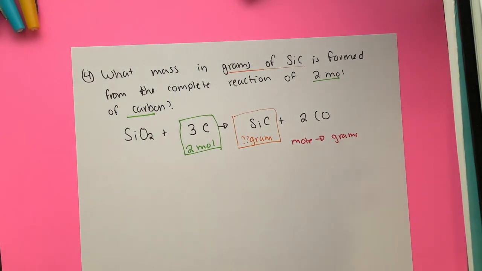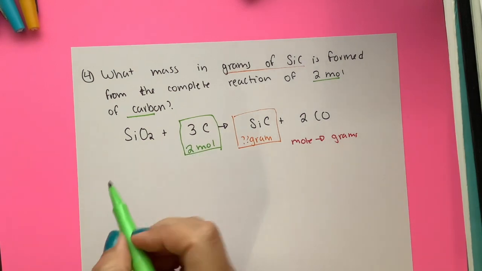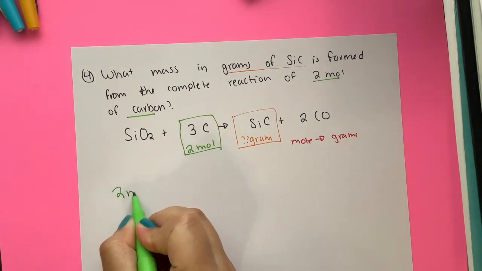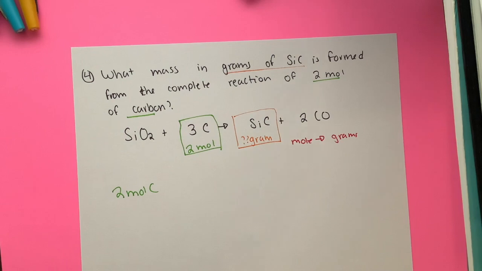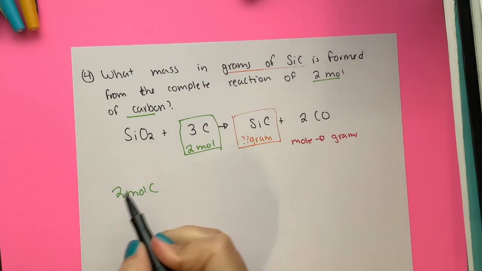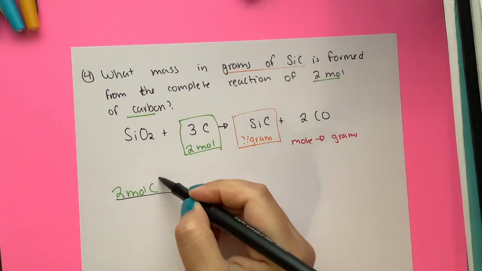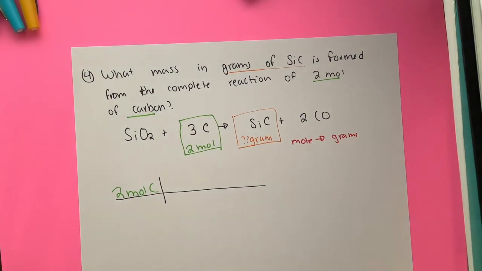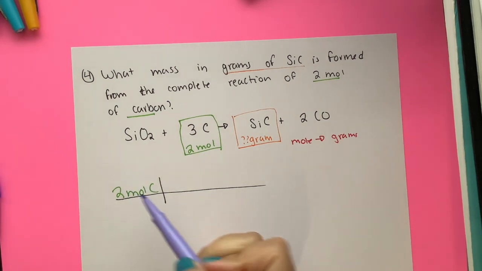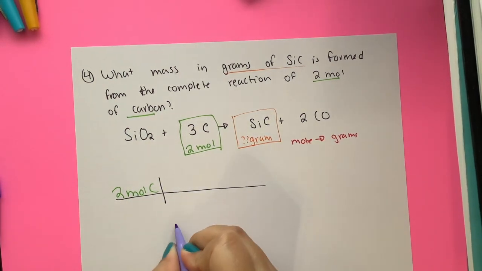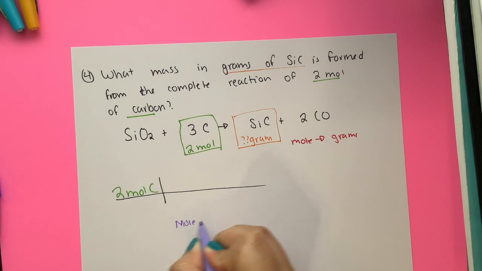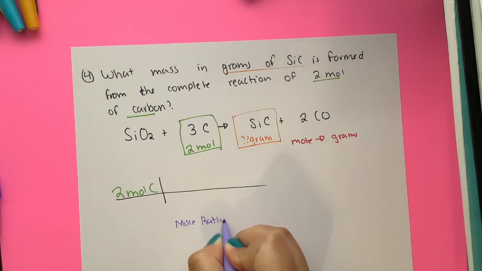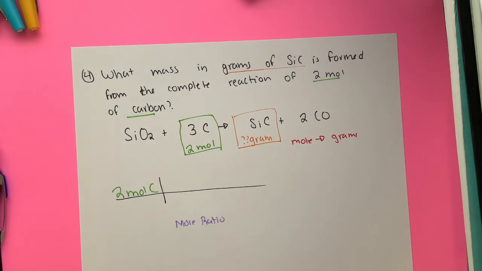Okay, so the first thing I do is write what was given to me: 2 moles of carbon. Remember that I always need to use the mole ratio in order to jump from one compound to the next, but I need to be in moles. And in this case, I'm already in moles. So my next step is to use a mole ratio. I get the mole ratio from my balanced chemical equation.